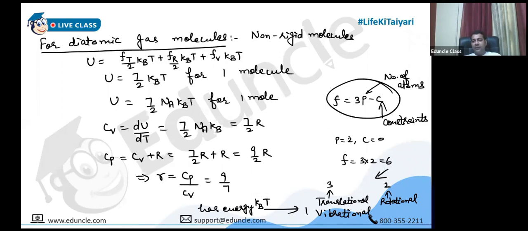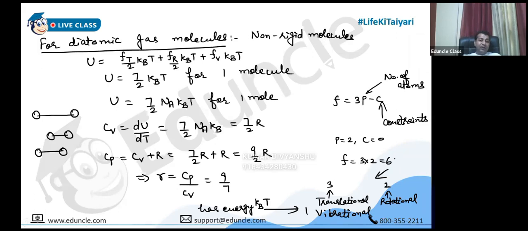Because the molecule is diatomic, P is 2, and because it is non-rigid, the distance between the atoms can change. At the next moment, it may be this, at the next moment, it may be this, like this. So there is no restriction on the molecule now, and that's why the constraint is 0. When we substitute these values, we get F equal to 6. Now what do we mean by F equal to 6? Out of these, 3 are translational, so Ft is equal to 3. 2 are rotational, so Fr equal to 2. And 1 is vibrational, so Fv equal to 1. You will end up getting U equal to 7 by 2 kT.